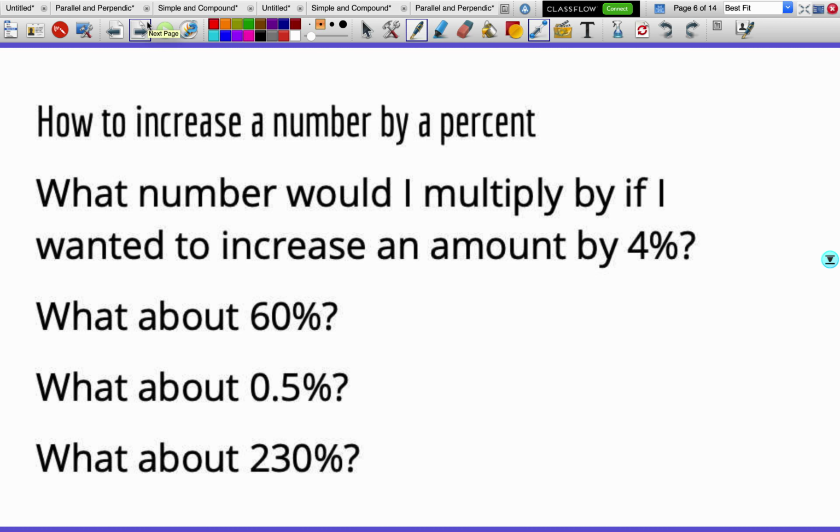Okay, so first thing we need to cover is how do I increase a number by a percent? What number would I multiply by if I wanted to increase an amount by 4%? So if you answered 0.04, you're halfway there. What you need to multiply by is 1.04. That way you get your whole amount back.